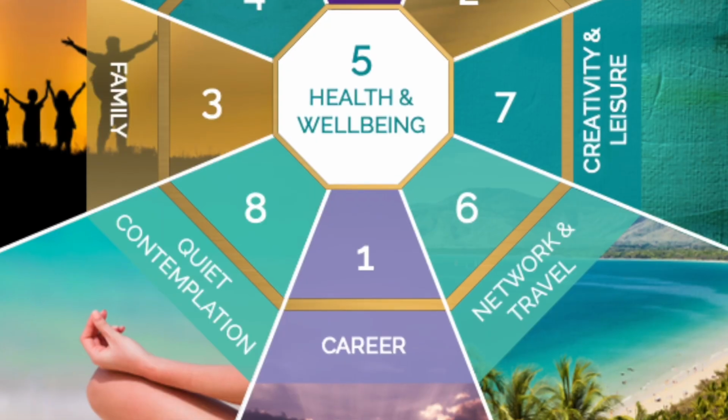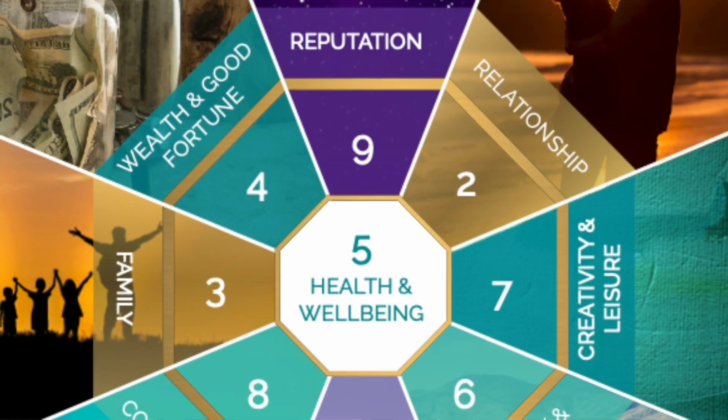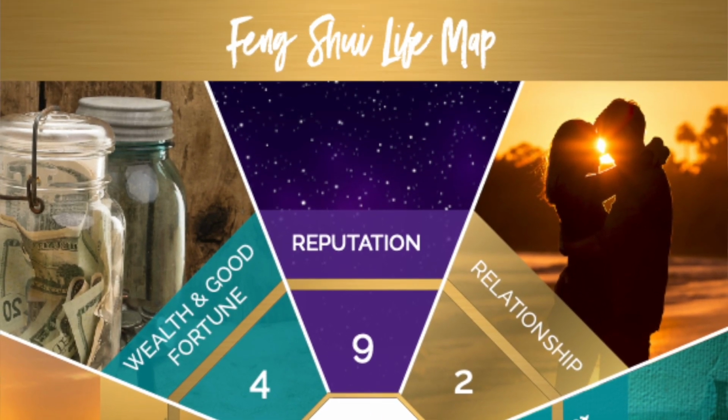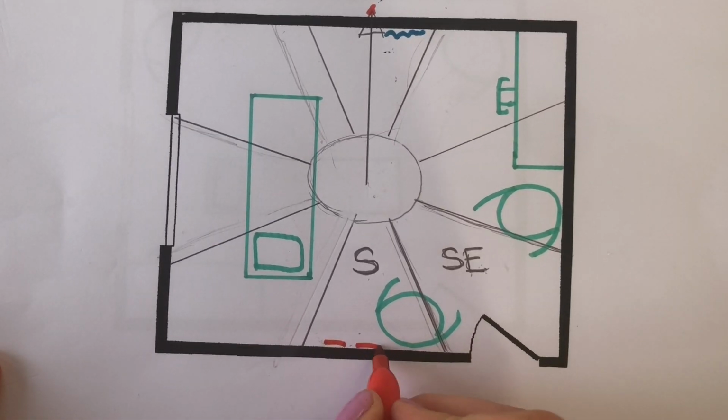And the opposite cake slice to your career area, your north career area, is your south, and that is your reputation. That's an ideal place for you to have your certificates, to show that you're a professional in your field, and just to give some reassurance to your clients that you know what you're doing. And then in the number 4 area, the southeast, that's your wealth and good fortune area, and that's an ideal area for you to place a plant if you've got one.